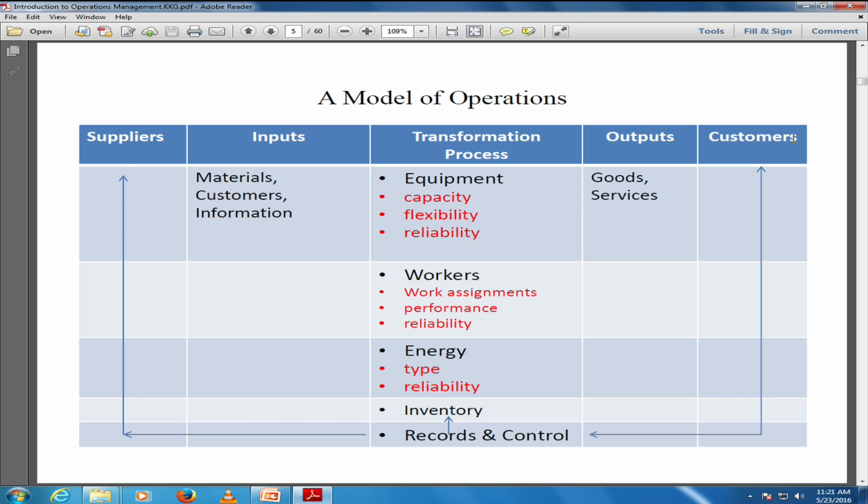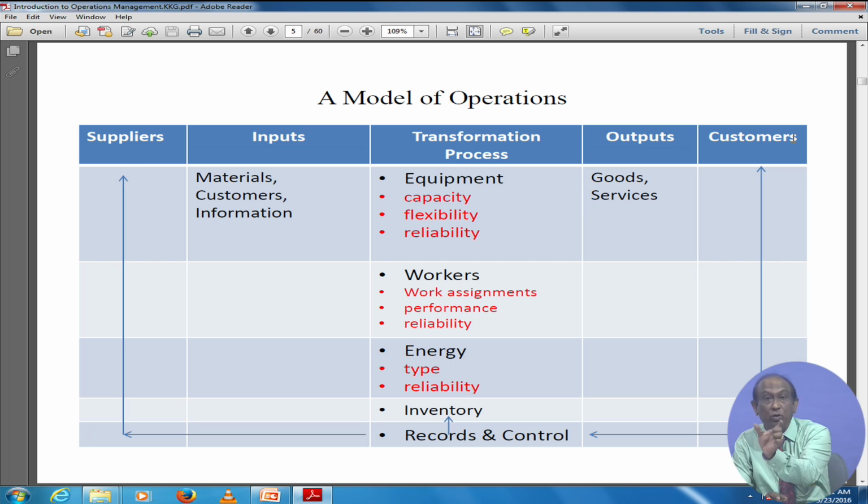When we talk about workers, we deal with work assignments, the performance of the worker, their productivity, their reliability. And when we deal with energy, the type, also the reliability, how reliable is that source of energy, and inventory. And this entire control function is achieved through these records. What is the control function? You have a target and you have actual achievement. The deviation between your actual achievement and the target is fed back into the system, and that is the control loop. That is the basis through which you execute the control.